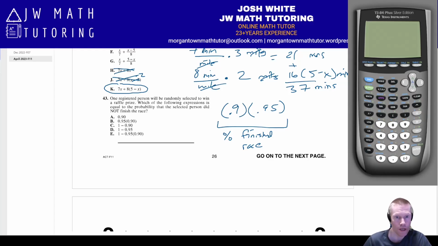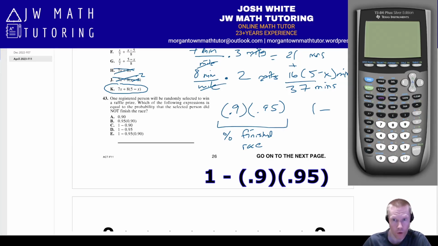So what is the percent chance that the person who was selected did not finish the race? Well, you either finished the race or you didn't. So therefore, it's just going to be 1 minus this. So 1 minus 0.9 times 0.95. So in other words, this percentage, whatever it is, it's like 0.81-something, 0.82-something. 82% of people finish the race. Therefore, 1 minus that is the percent of people who did not finish the race. Either because they didn't actually start it, or they did start it, but they didn't finish it after starting it.